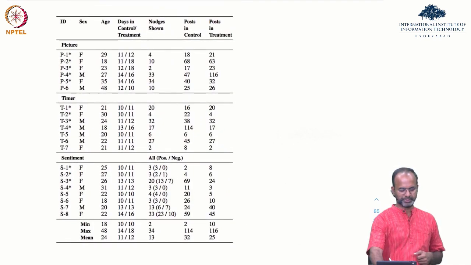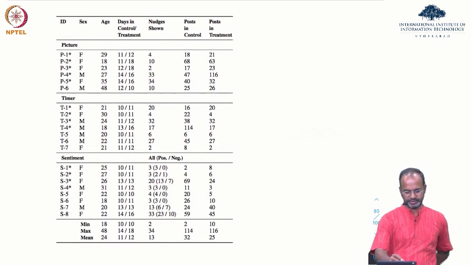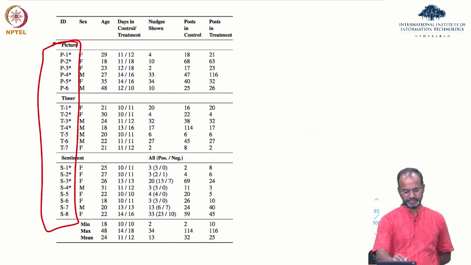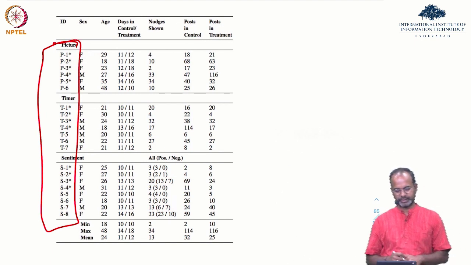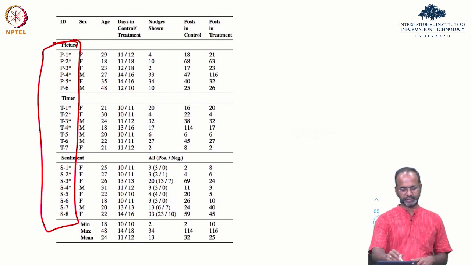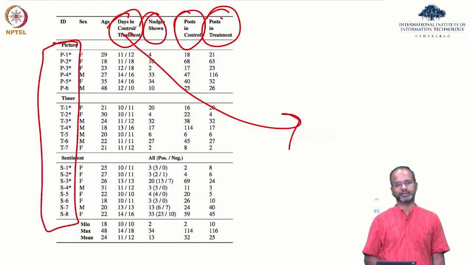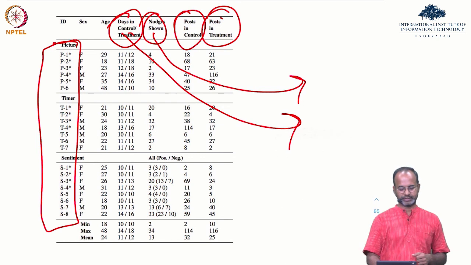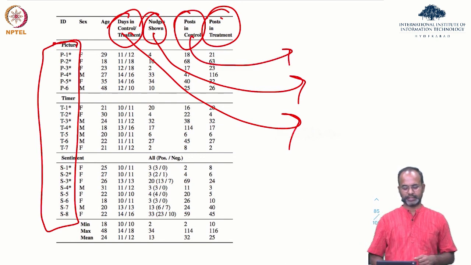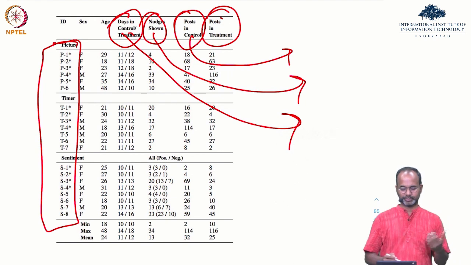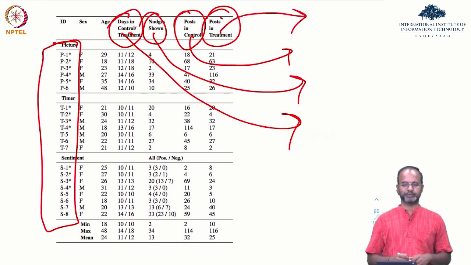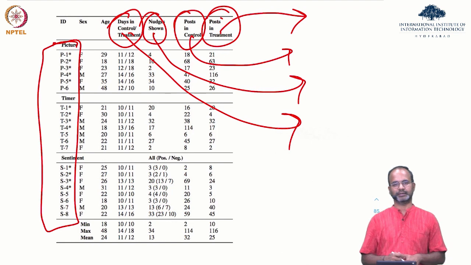So one way to represent the data is this, which shows all the participants, and gender, age, days in the control, days in the treatment, nudges shown, posts in the control, posts in the treatment. Right? So this is days in the control. How many days were there in the control group? How many nudges did they get to see? Nudges shown is here, the nudges that they saw. Posts in control is the number of posts that they made in the control setting. Posts in the treatment is the total number of posts that they made when nudges were shown.